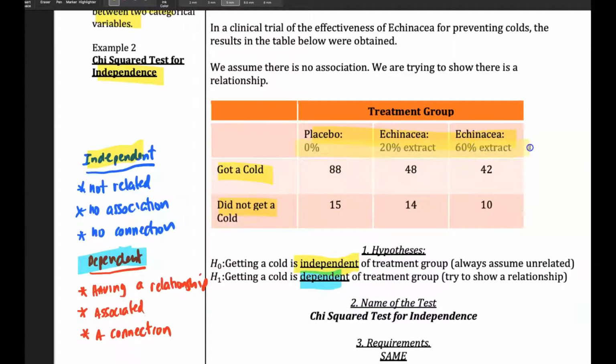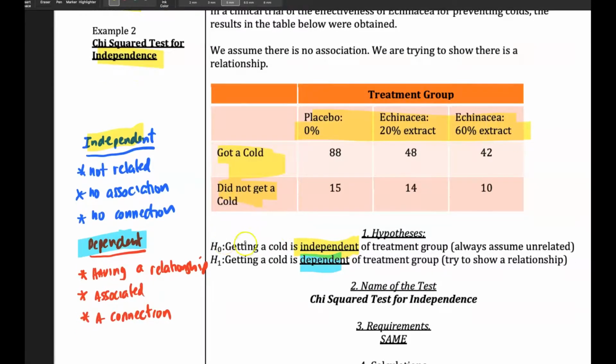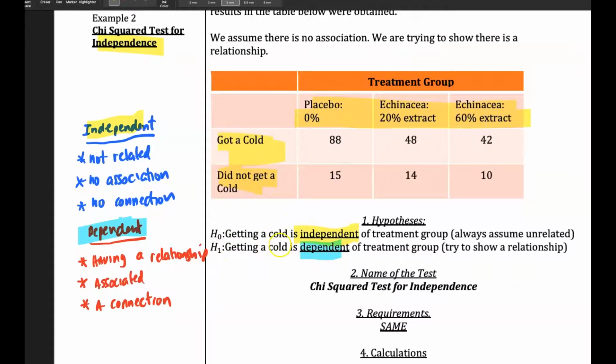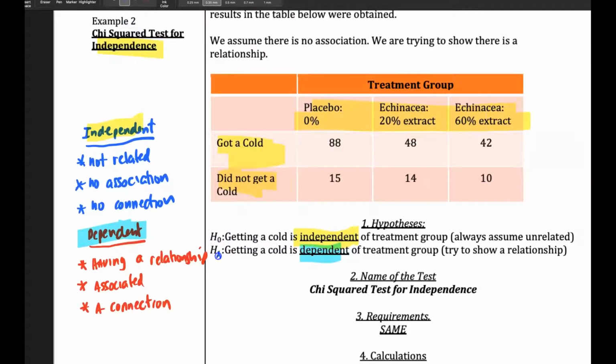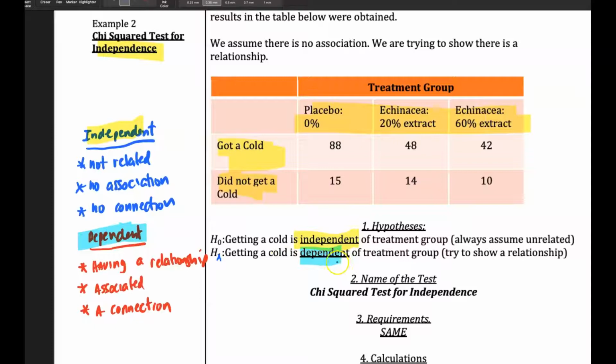We assume that this category and this category over here are not related. That would be the null hypothesis. The alternative hypothesis is that they're dependent. Somehow there's a relationship. We may not know exactly what it is, but what we know is that there is a relationship. And the alternative is that there is some relationship. There is a dependent relationship, right? It's associated, or a connection is there.